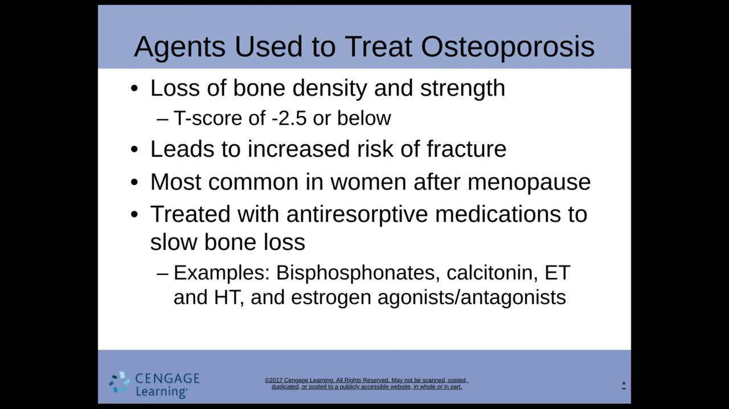Okay. So it can be treated with an anti-resorptive medication to slow bone loss. So these are things like bisphosphonates, estrogen, those types of things, because it's going to help strengthen our bones. And as we lose estrogen when we go into menopause, it pulls all of that from our bones. So we're a little bit more prone to get osteoporosis.